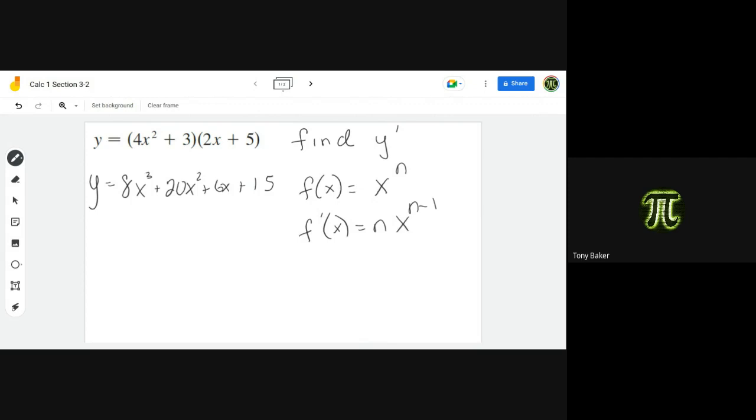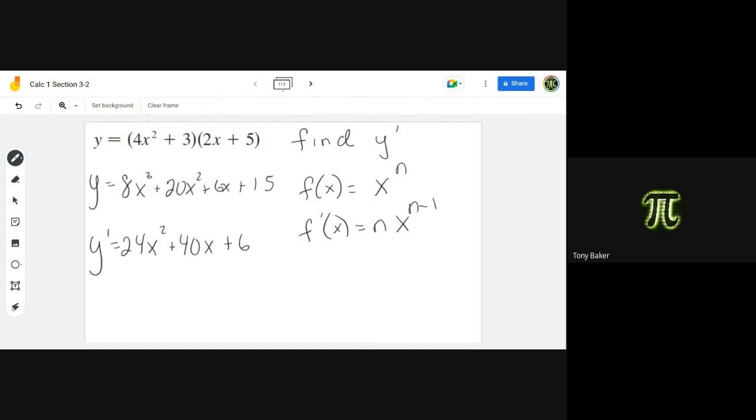Now can we do the power rule? Yes. So I get 24x squared plus 40x plus 6. So the power rule works when I have it in that form. That's the only thing the power rule does. The original problem was a product. So what we're going to look at today is the product and the quotient.